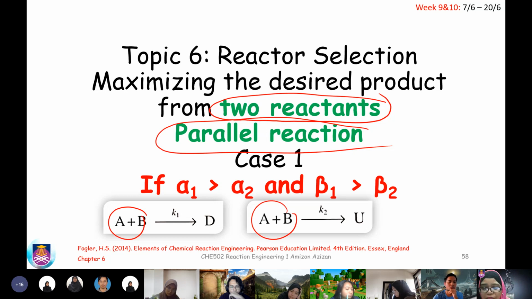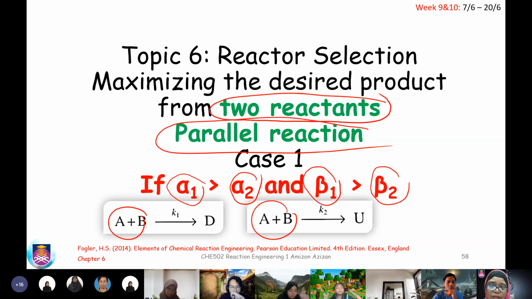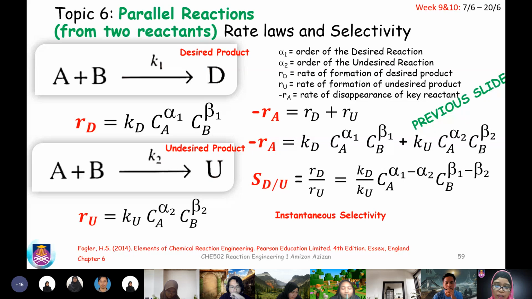And it says that for case number 1, alpha 1 is greater than alpha 2, and beta 1 is also greater than beta 2. So we're going to go to the next slide, showing the full equation.